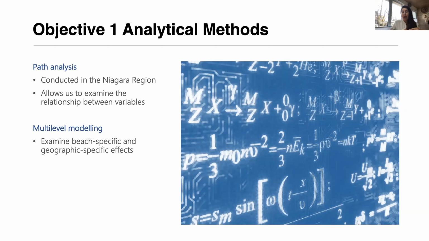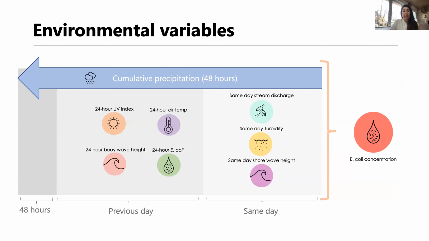Maybe they're not acting on E. coli in isolation, but they're influencing each other. For example, increased rainfall could have an effect on stream discharge, we hypothesize. So this type of methodology is really interesting because it allows us to explore those relationships. And then multi-level modeling, we looked at the two regions and compared Toronto and Niagara and explored the direction of the relationships of the variables. So I'll talk about these.